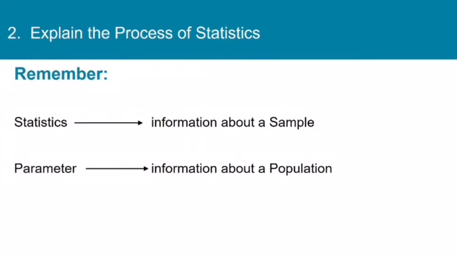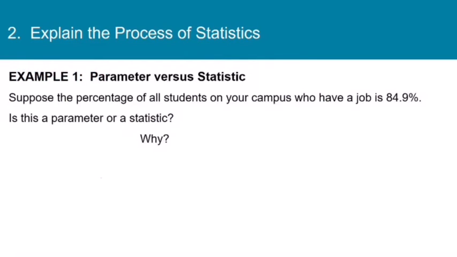Okay, so one more time. A statistic is information about a sample, and a parameter is information about a population. And one of our goals in statistics is to use information about a sample to draw a conclusion about a population. Okay, now with that in mind, let's look at a couple of situations and see if we can decide if we're looking at a parameter or a statistic.